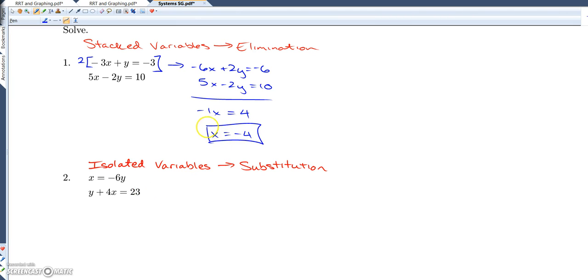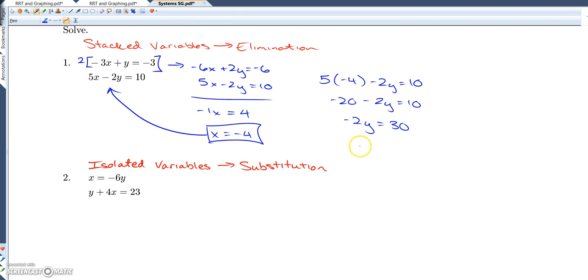Take your answer. You're not done. You need to plug it in. I'm going to plug it in right up here. 5 times negative 4 minus 2y equals 10. I do the math. I move the 20 over to the other side. I divide by negative 2, and y equals negative 15. So again, not a hard process if you know what to do in the beginning.